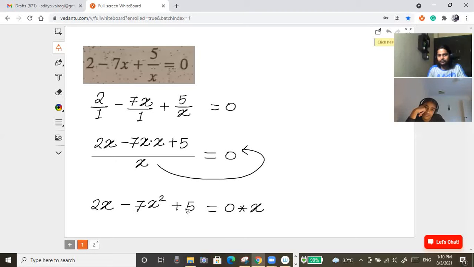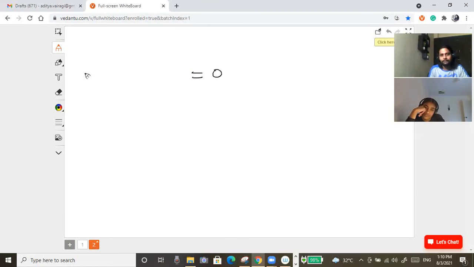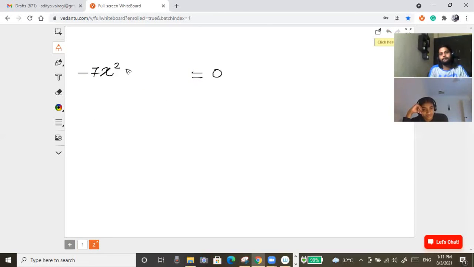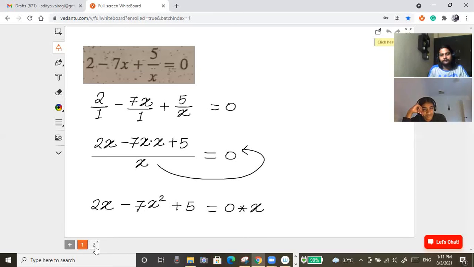Over here we can just rewrite in the standard form. We write the second degree term, that is negative 7x squared first. We are just changing the places so we don't have to change the signs actually. 2x is still positive, as you notice. There is no sign in front of it. Therefore it is positive. So it's plus 2x, and then this is plus 5.